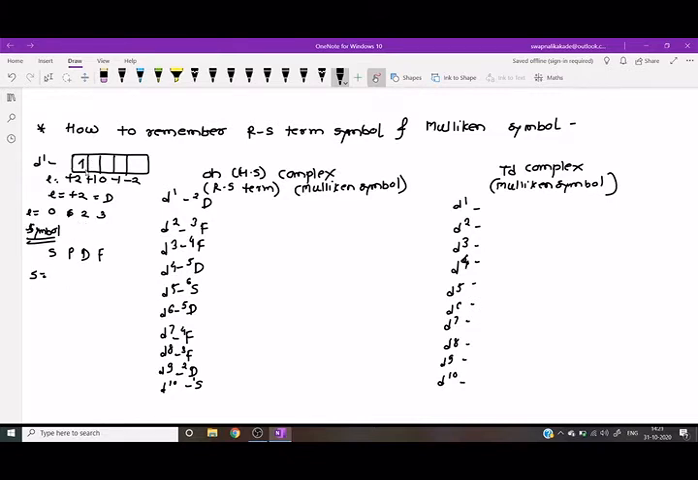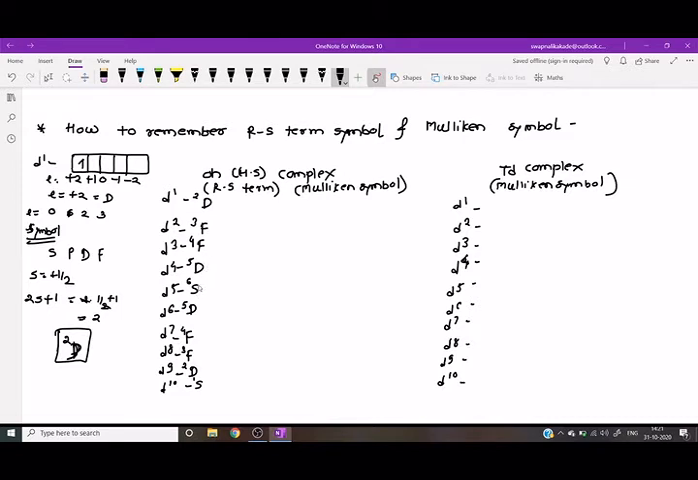The S value is for 1 electron, therefore S is plus 1 by 2. Spin multiplicity is 2S plus 1, so 2 times 1 by 2 plus 1. Here the spin multiplicity is 2. Therefore the symbol is 2D. This is a very lengthy process, therefore I made a trick.